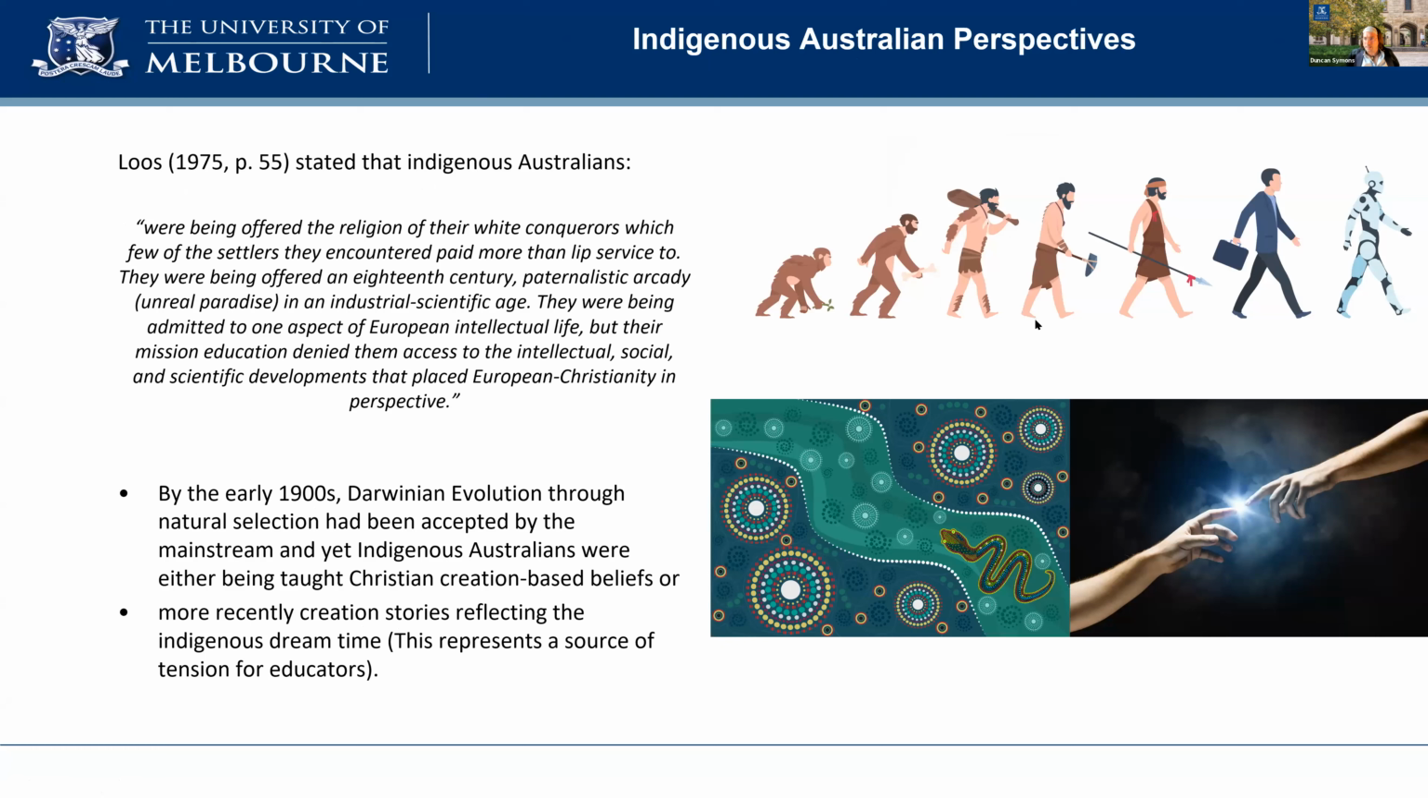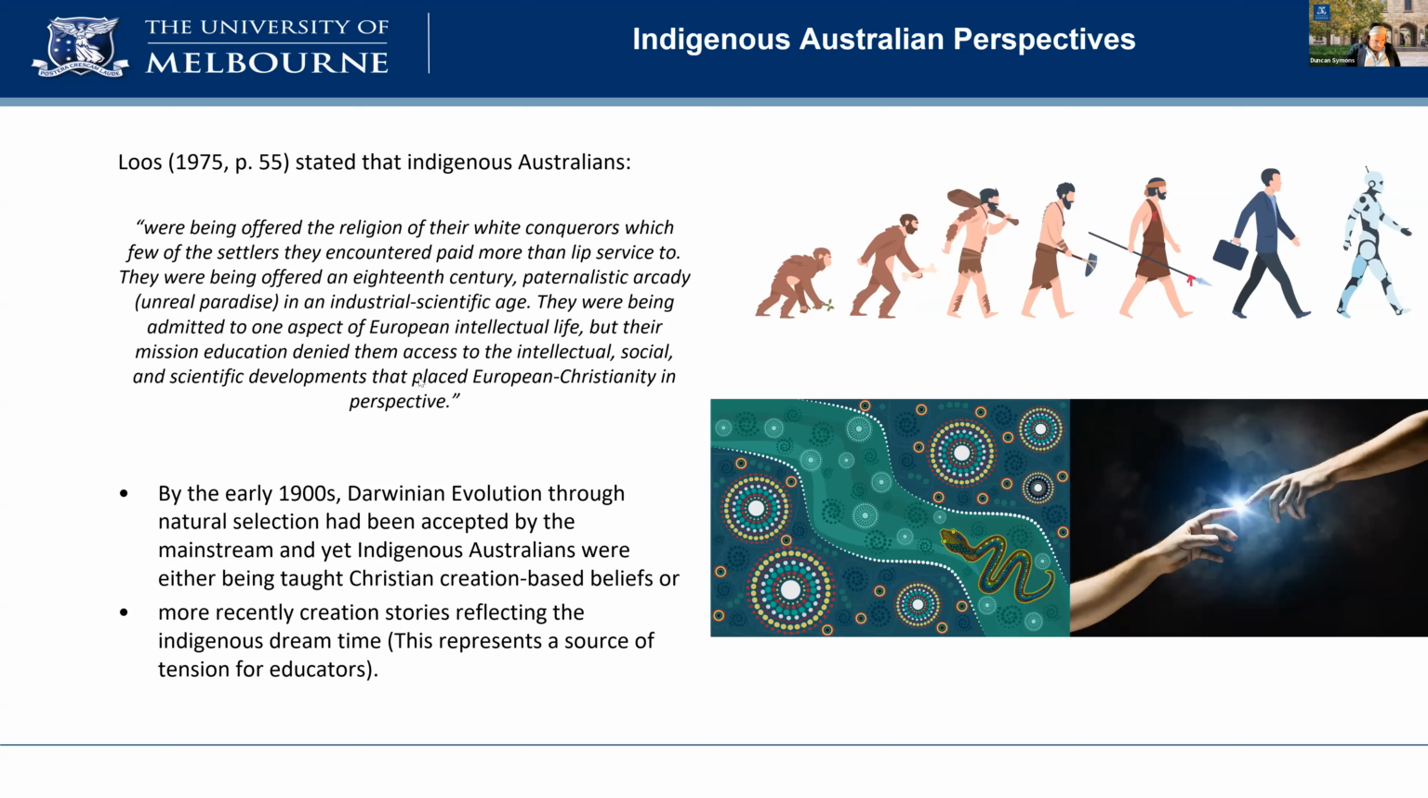There's also some interesting ideas that we can take out from the Indigenous perspective in Australia around Darwinian evolution. This quote here comes from researcher Luce from 1975, who is describing the fact that as colonialists spread across the country, there were a number of them that weren't particularly focused on living a European Christian life.